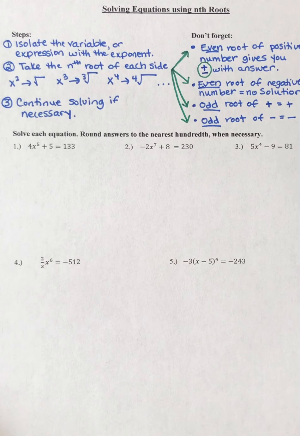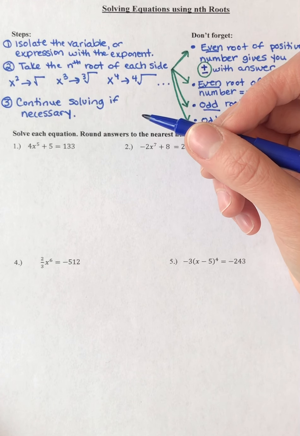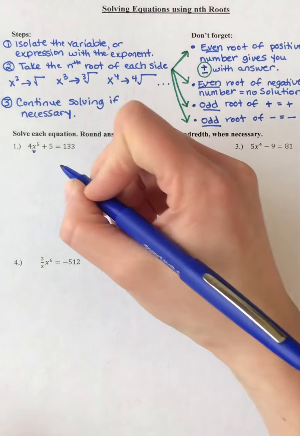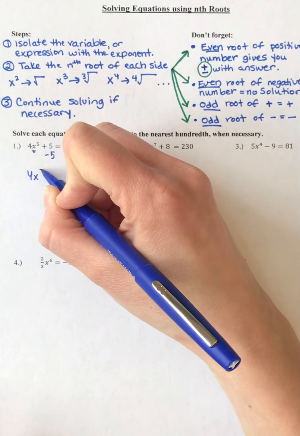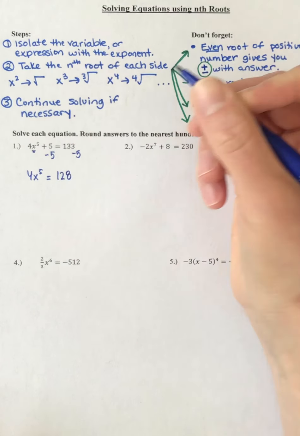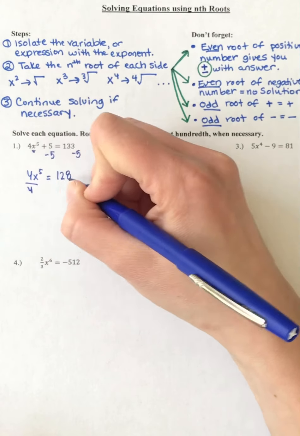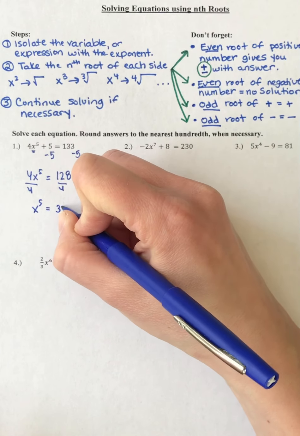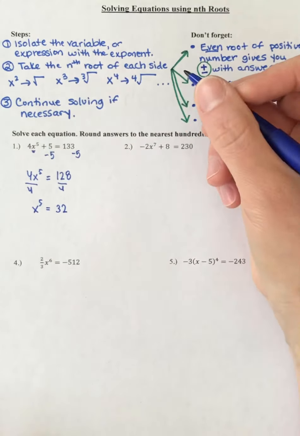All right, so let's look at number 1. If I wanted to solve 4x to the 5th plus 5 equals 133, the first thing I'm going to do to isolate x to the 5th is subtract 5. And I'll get 4x to the 5th equals 128. I don't want to take the 5th root of each side yet. I want to divide each side by 4, and I get x to the 5th equals 32.